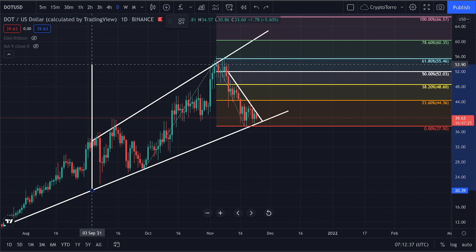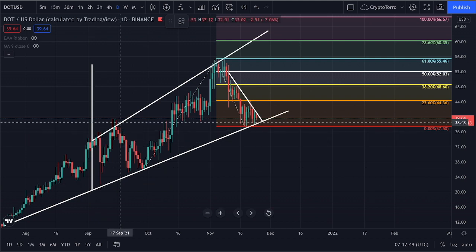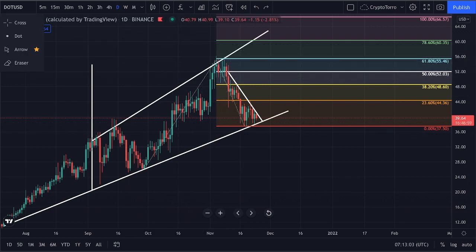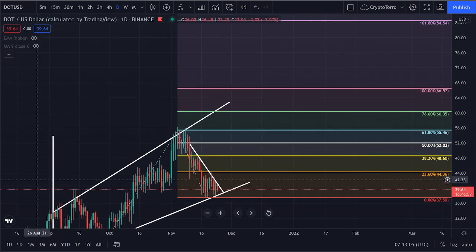Well, it will be measured like this by selecting the beginning of the ascending support all the way towards the 3rd touch point of the ascending resistance, and that would be this 3rd touch point all the way on the 3rd of November at approximately $54. So this is my measurement, and I would like to explain to you once a breakout is actually confirmed.